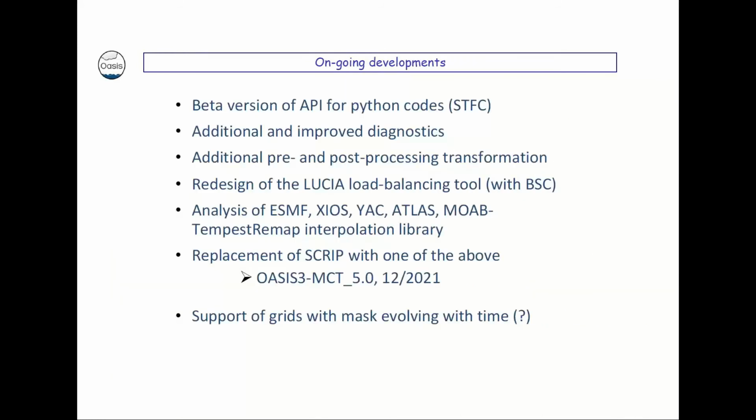So regarding the ongoing developments, we have a beta version of an API for Python code. This is developed by STFC in the framework of the ENES project. We are working on additional and improved diagnostics and pre- and post-processing transformations. We are redesigning the LUCIA tool, which is used for load balancing, in collaboration with BSC in Barcelona. And the big task we are also working on is the analysis of different interpolation libraries to basically replace the SCRIP library. This should be done in the next version of OASIS, which is planned for December 2021. And we are also thinking about supporting grids with masks evolving with time.